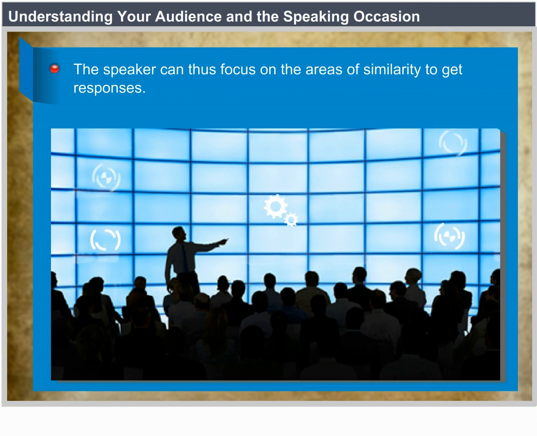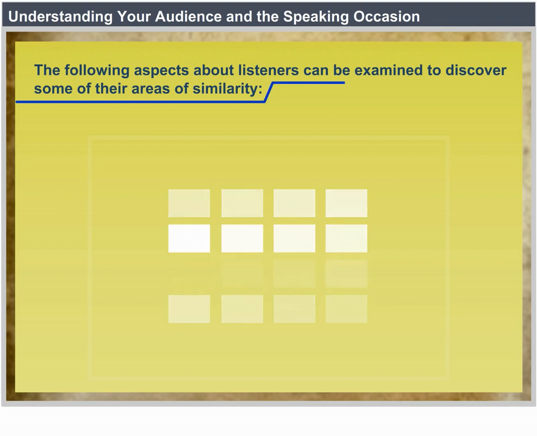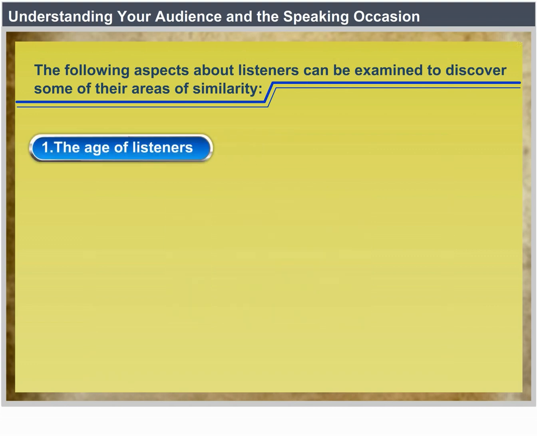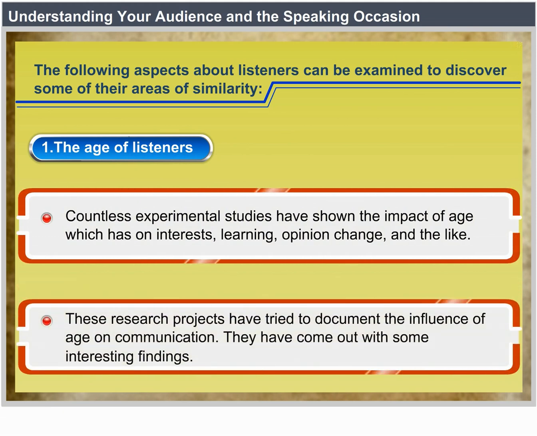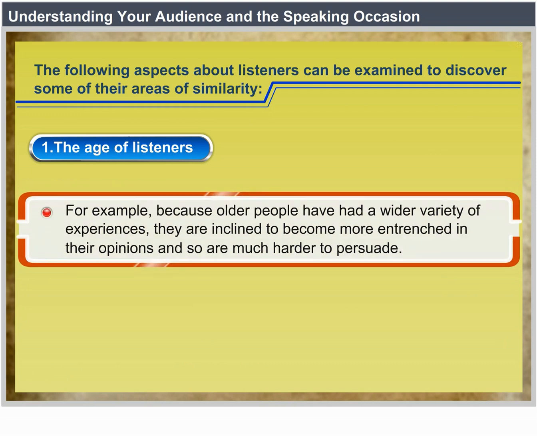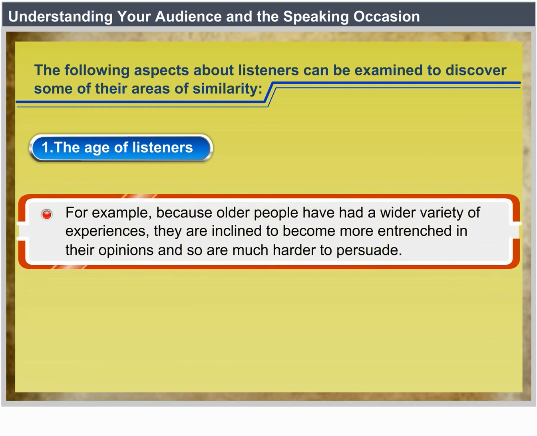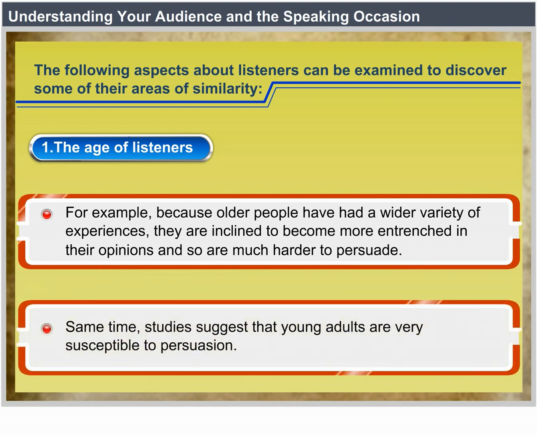The following aspects about listeners can be examined to discover some of the areas of similarity. 1. The age of listeners. Countless experimental studies have shown the impact that age has on interest, learning, opinion change, and the like. These research projects have tried to document the influence of age on communication. They have come out with some interesting findings. For example, because older people have had a wider variety of experiences, they are inclined to become more entrenched in their opinions and so are much harder to persuade. At the same time, studies suggest that young adults are very susceptible to persuasion.